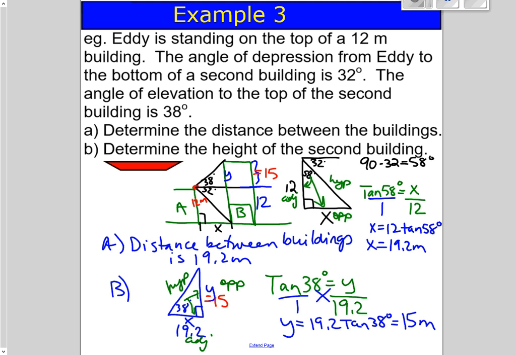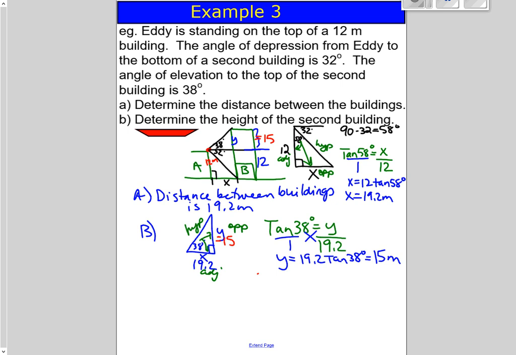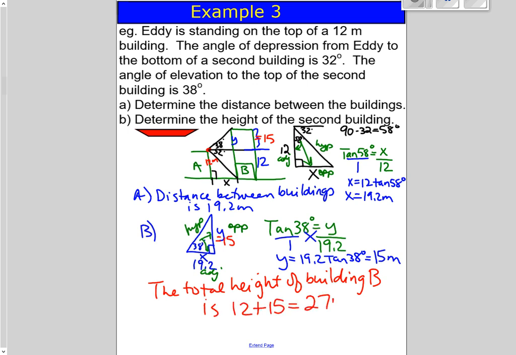Now that is not the total height of the second building. The total height of the second building, of course, is the total height of building B, which is 12 plus 15, which is 27 meters tall. Okay, definitely a bigger problem.